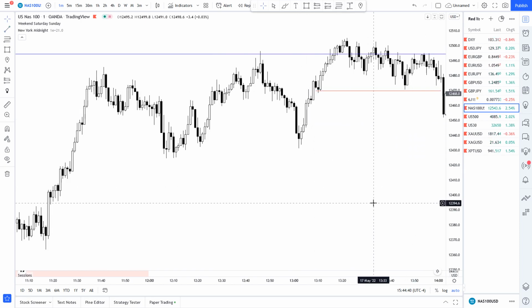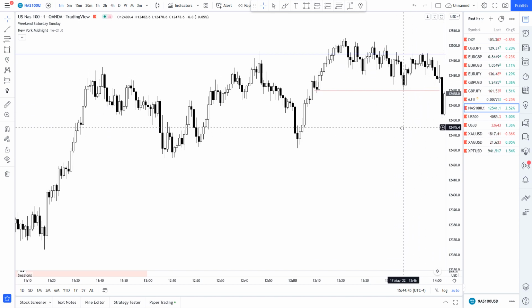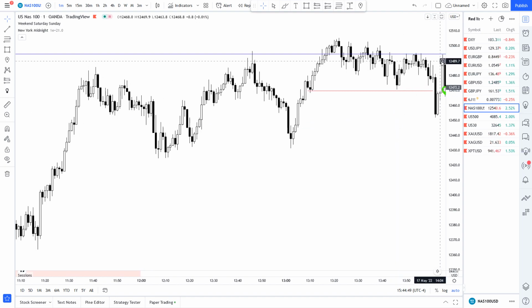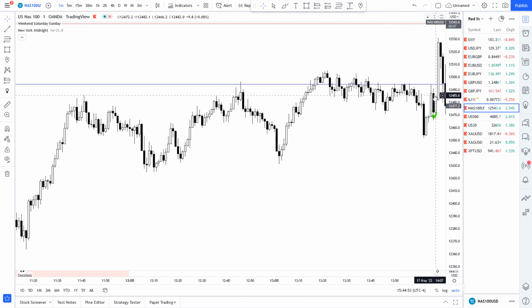Next thing I'm looking for is a shift, so the next swing high, so this swing high up here. Does it swing above to shift? Yep, it does. Breaks structure. Does it leave a gap? No, it does not leave a gap.